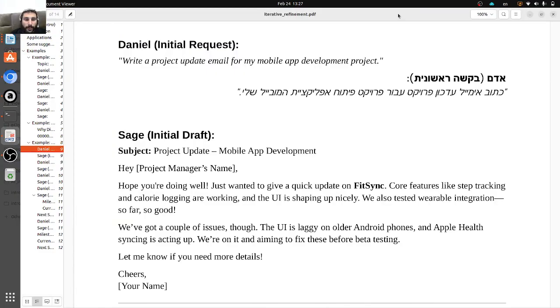Okay, so let's go over the conversation. So Daniel starts with a compact and straightforward prompt. Write a project update email for my mobile app development project. And Sage responds by outputting a concise project update. Note that this little text is really compact and lacks detail.